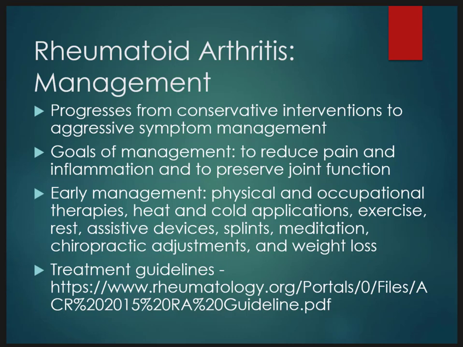For the management of RA patients, it progresses from being conservative when first diagnosed, based on the symptoms that the patient has, to more aggressive symptom management. The goals are to reduce pain and inflammation, and especially to preserve joint function for as long as possible. Early management includes physical and occupational therapies, the use of heat and cold, exercise, rest, assistive devices when needed, splints, meditation, chiropractic adjustments, and weight loss. And then at the bottom of this screen are some treatment guidelines for rheumatology.